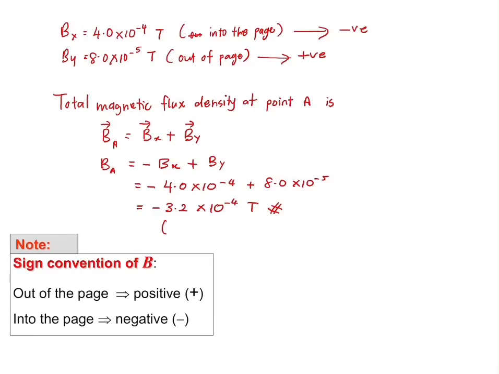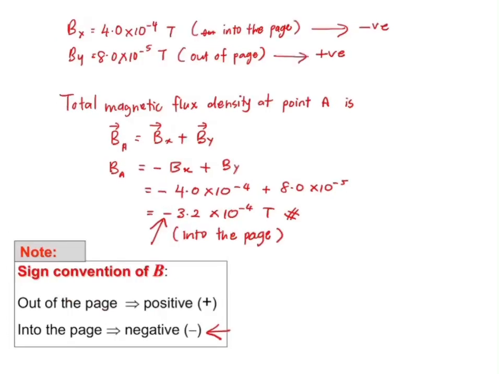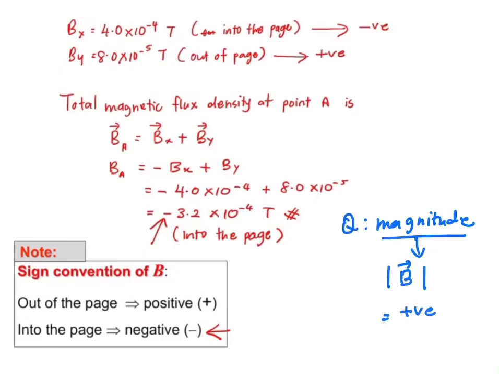The question asks for magnitude and direction, so you have to include the direction as well. Looking at the sign of Ba, it is negative, which indicates that Ba is going into the page. But you will also have to note that the question is asking you to find the magnitude of B. So for magnitude, you have to use the modulus sign for B, and the answer will always be positive. So for this question, you have to rewrite your final answer in the modulus sign, write it down with a positive value, and then write the direction as well.